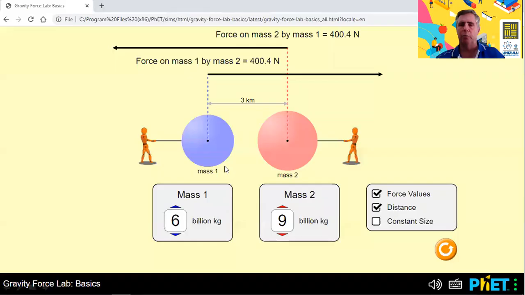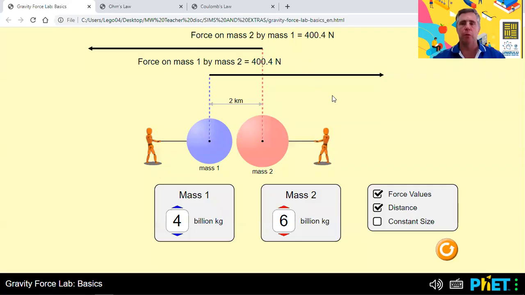Now again, a great way to investigate this is another PhET simulation. It's called Gravity Force Lab Basics. Let's have a look at that. So here we are on the real simulation, not a screenshot. Again, teachers, this is in your teacher pack, so please do take time to explore it by yourself and with your students. So we have two massive bodies, 6 billion kilograms and 4 billion kilograms, and we can see the force they exert on each other, both by the number and by the size of the arrow there. We can also see the distance between the centers of the bodies, which is presently 2 kilometers.